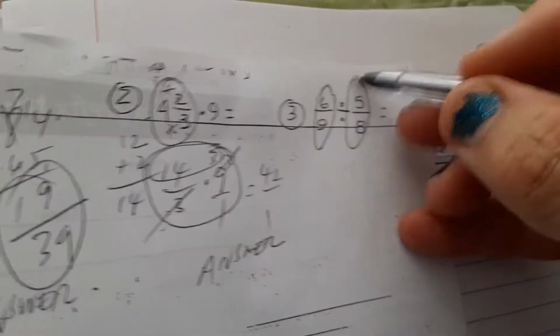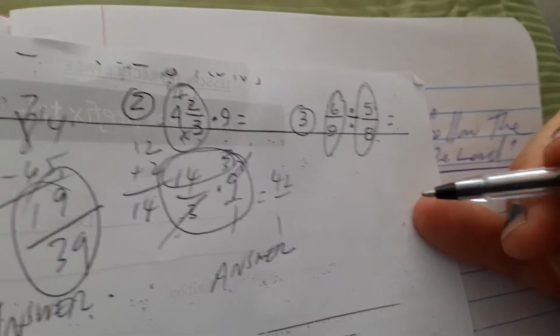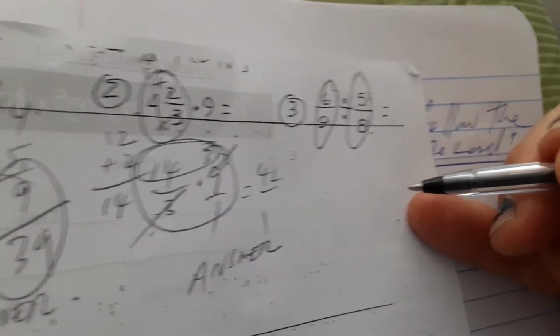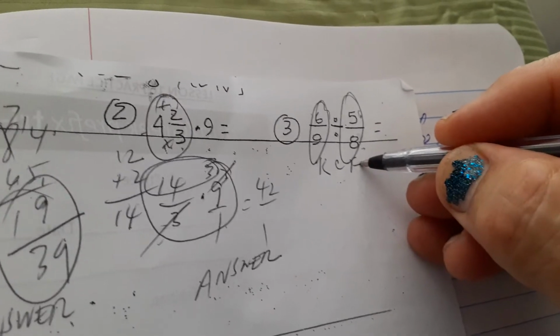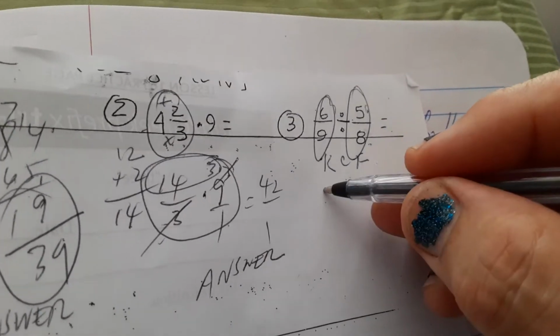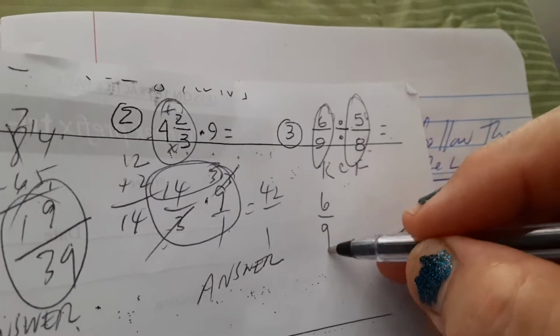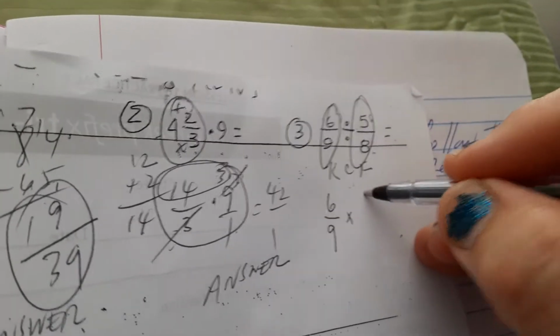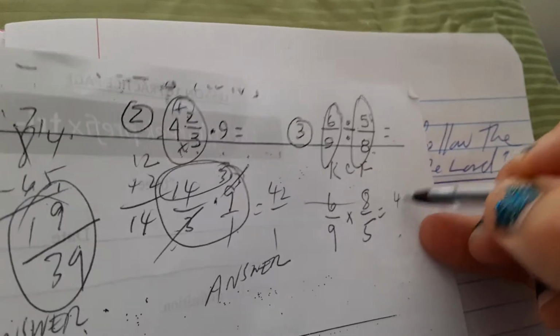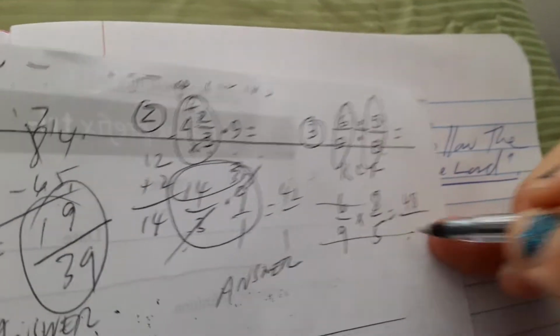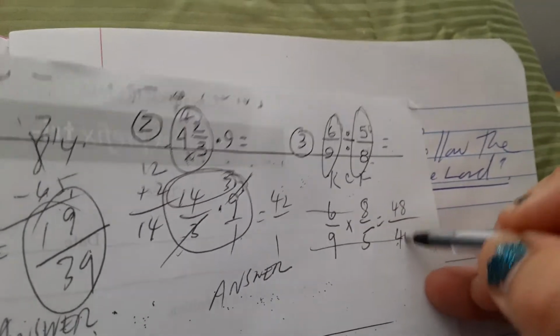Over here I got 6 over 9 divided by 5 over 8. Well, this is called keep, change, flip. Almost like KFC chicken. Keep 6 over 9 times 8 over 5. Now we multiply across the top, 48. Multiply across the bottom, 45.